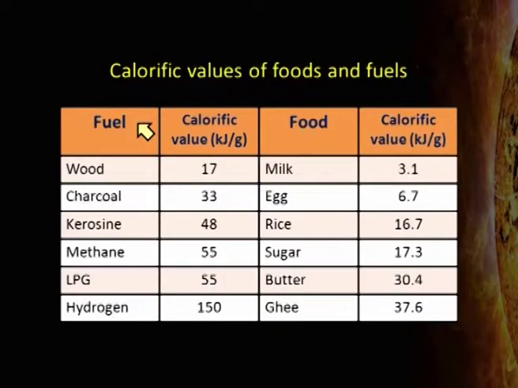In this table, you can have a look at calorific values of different foods and fuels. Among the various fuels listed in this table, hydrogen has the highest calorific value, but hydrogen is generally not used as a domestic or industrial fuel because of some technical problems. On examination of calorific values of different food items, you can see that fats and carbohydrates are the main sources of energy for our body.